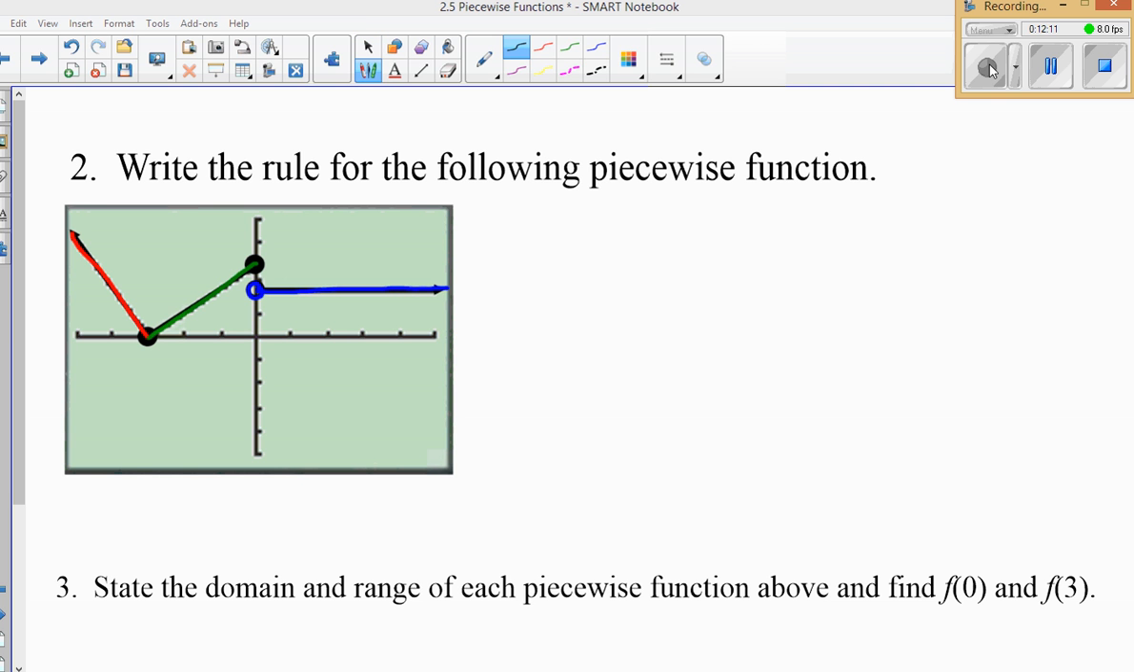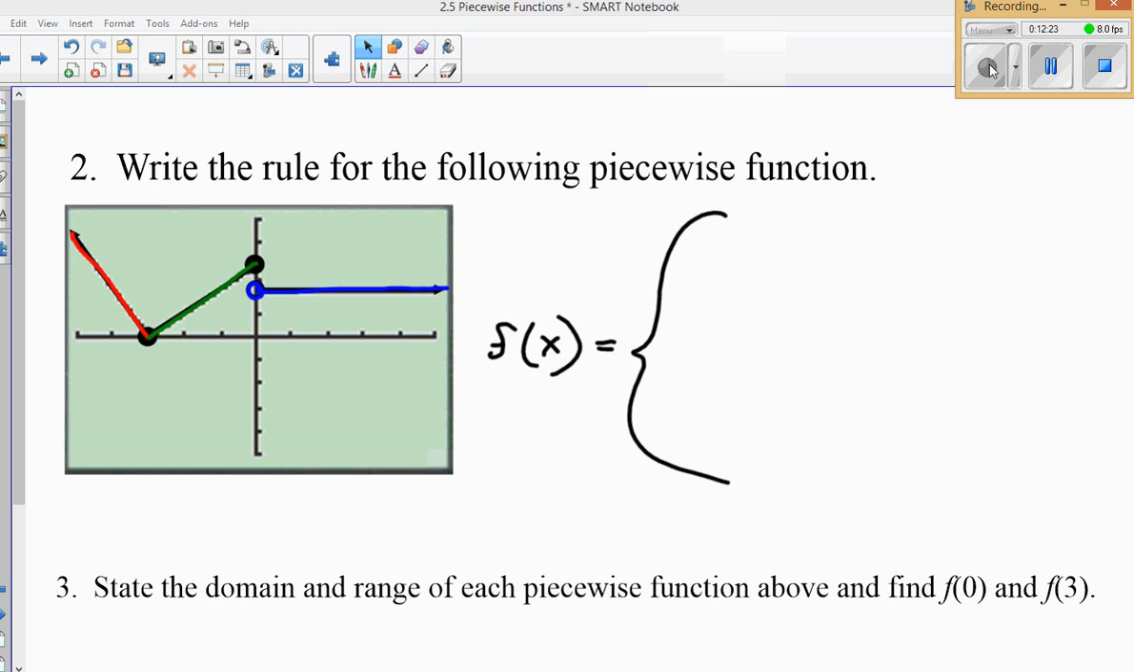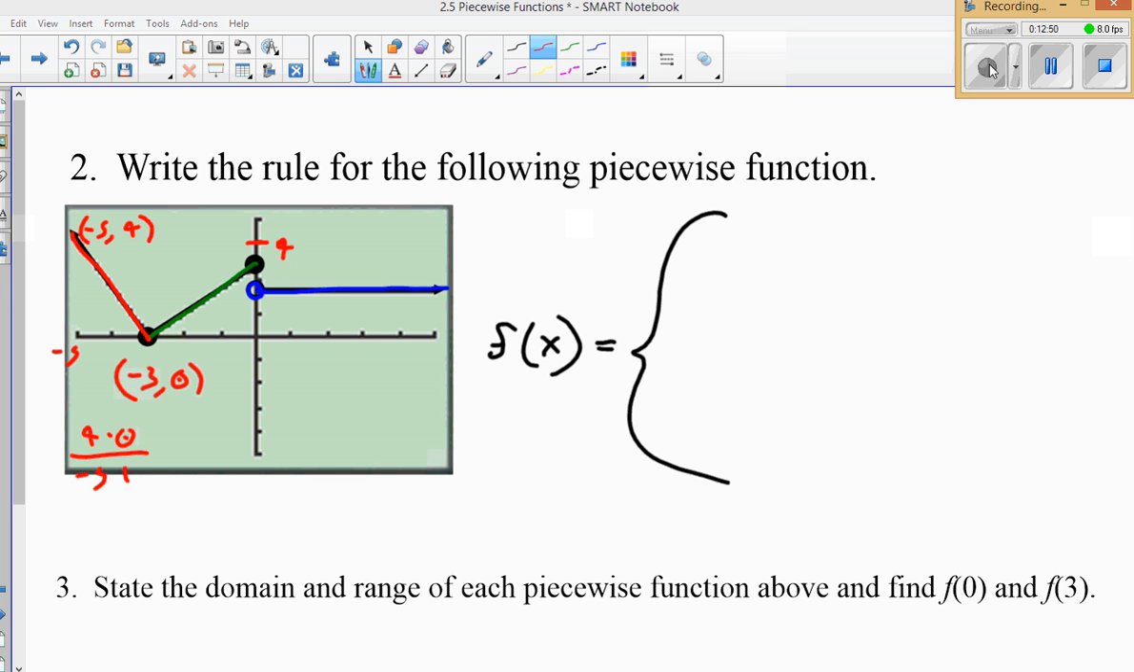So let's just start from left to right. So f of x is equal to, and I need 3 of them. Well, this graph in the red, it's an equation of a line. I can see that it includes the point -3, 0 here, and it includes the point up here at, this is 4, this is -5, so -5, 4. I can calculate the slope of that, it's going to be 4 minus 0 over -5 plus 3. So I'm going to get 4 over -2, which is equal to -2, which should make sense. I go down 2 over 1 here, and then down 2 over 1 there for the slope.